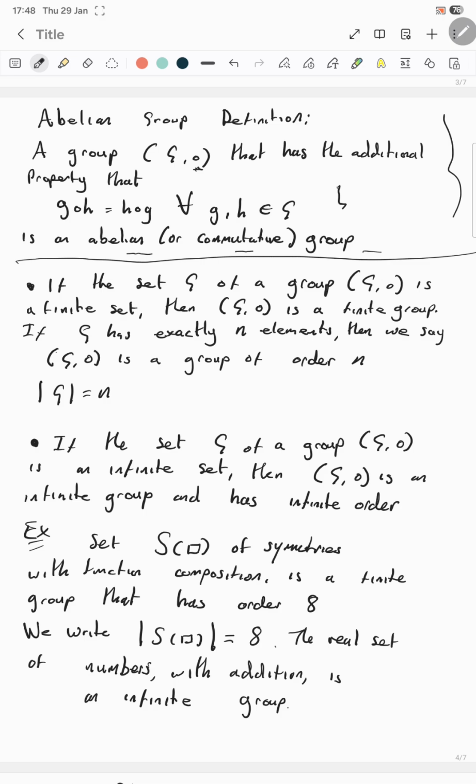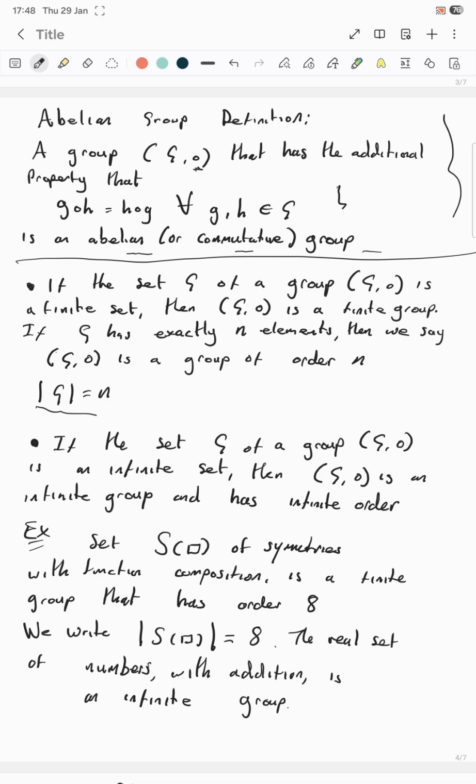Now below this, if the set G of a group G under composition is a finite set, then G under composition is a finite group. If G has exactly n elements, then we say that G composite is a group of order n. So our magnitude of G equals n. Now if the set G of a group G under composition is an infinite set, then G under composition is an infinite group and has infinite order.